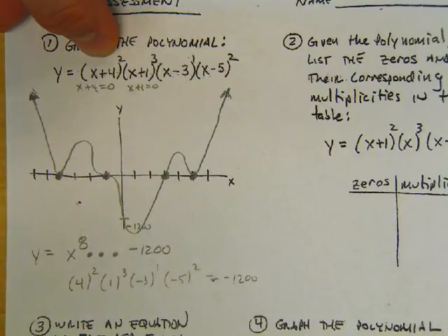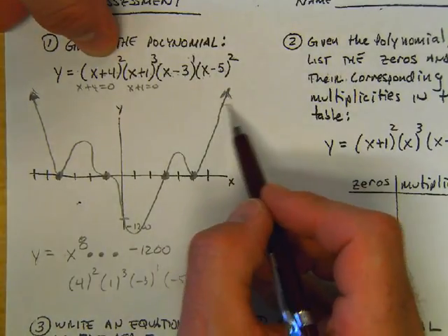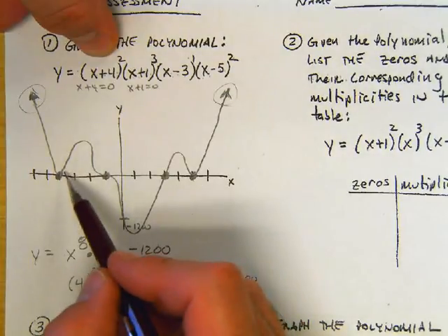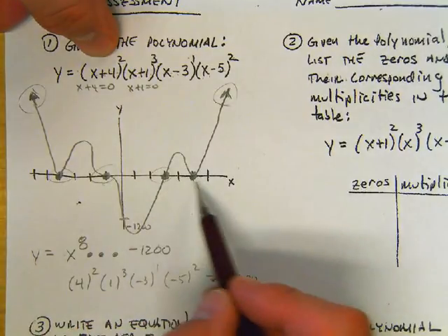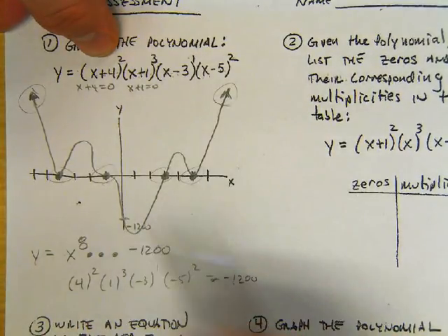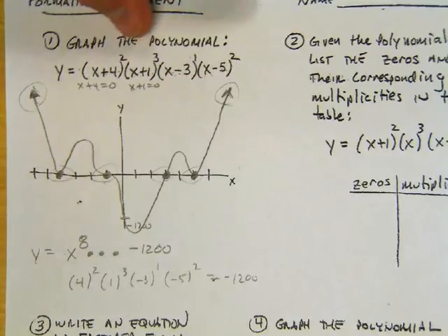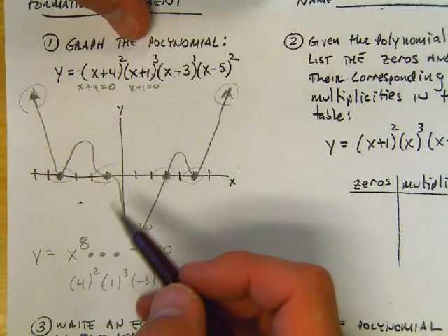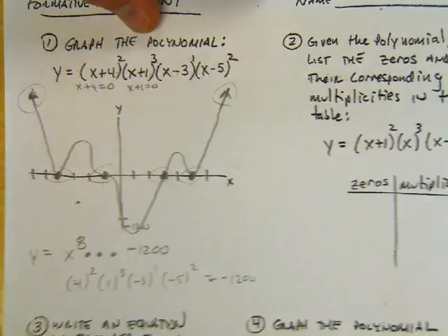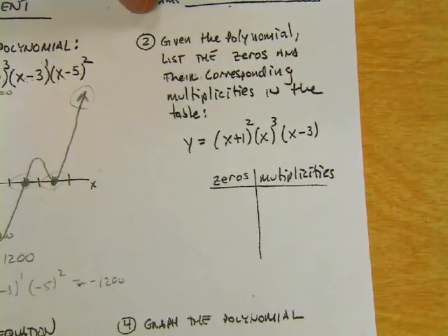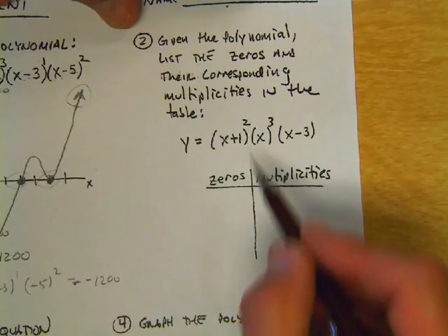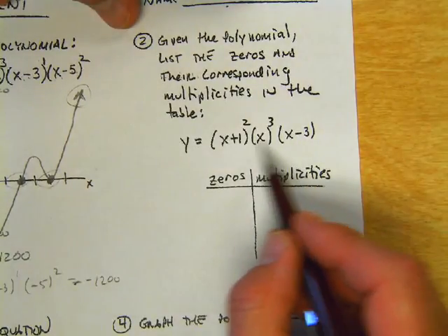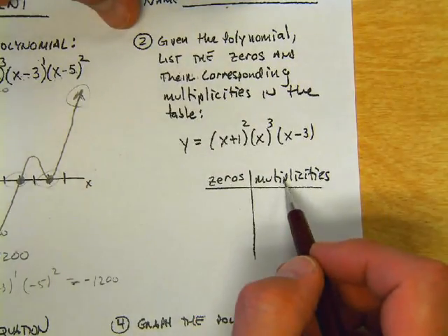Yeah, mostly we're interested in the end behaviors, the behavior through the x-intercept, and where the y-intercept is. If we wanted to get the relative mins and maxes, we'd have to use our calculator and do it that way. Alright, so given this polynomial, we need to find the zeros and the multiplicities.